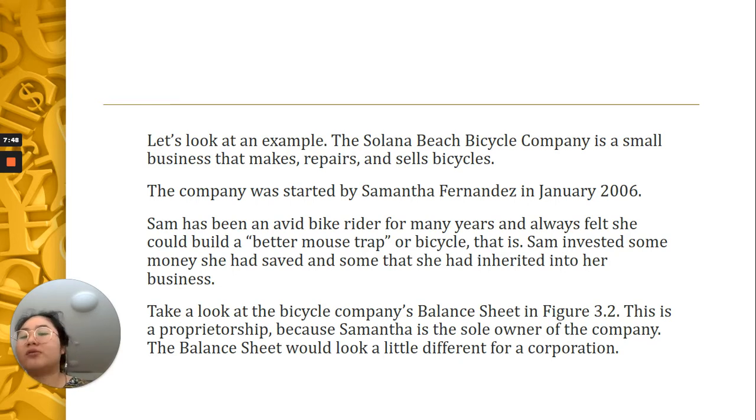So she invests some money she has saved and some she had inherited into her business. She created the business. We will take a look at the bicycle company balance sheet on the next picture. This is a proprietorship, because Samantha, or Sam, is the sole owner of the company. So the balance sheet will look a little different from a corporation or a partnership.